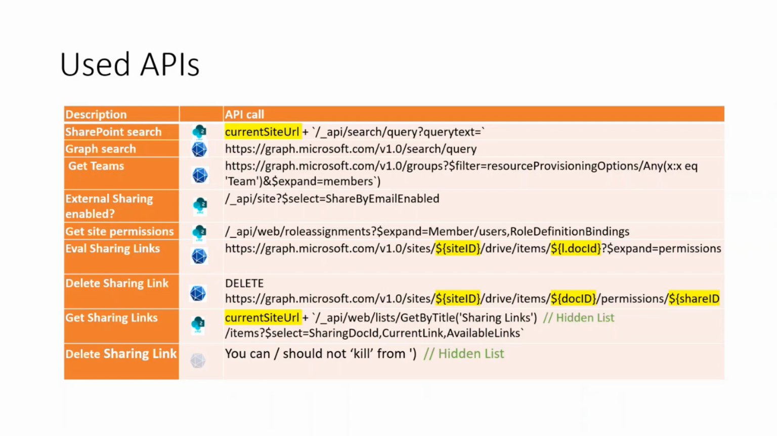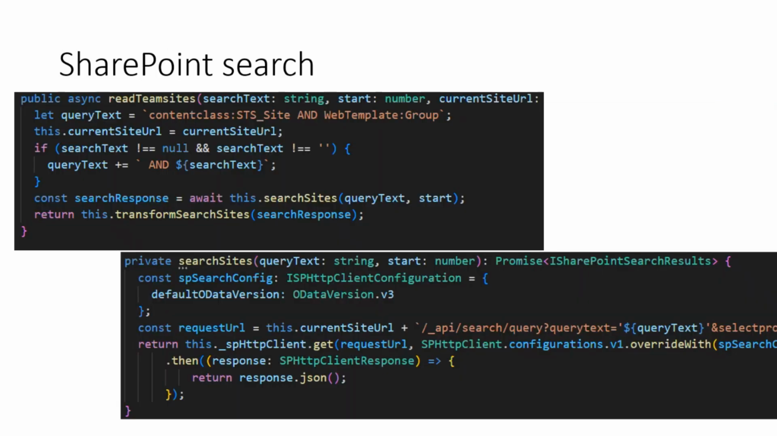So I think this overview, we must not walk through it. This is more for the recording part later on, as an overview of all used APIs. So let's quickly jump into the SharePoint search part. How do we get all these team sites, communication sites, hub sites, and so on and so forth? Not the Teams, by the way.